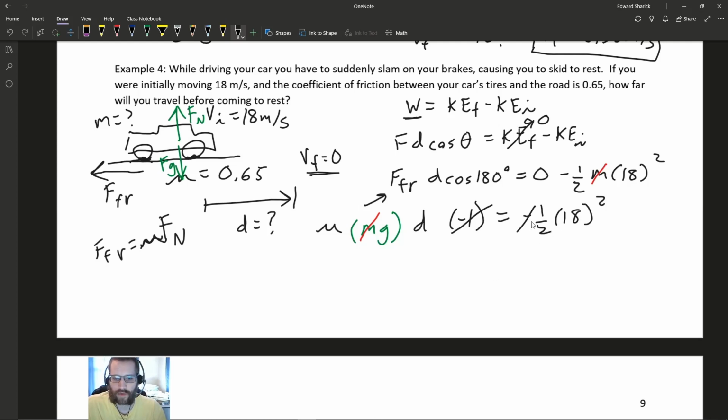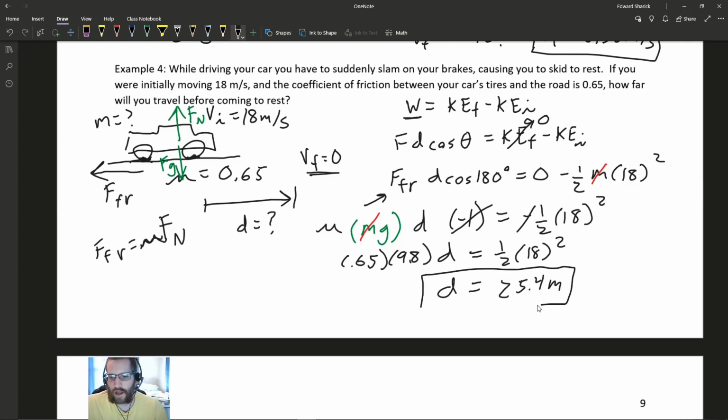And we're left with mu is 0.65 times 9.8 times our unknown distance equals 1/2 times 18 squared. And I can solve for distance, and I get an answer of 25.4 meters. And voila, we have it. That's how much distance we're going to travel before coming to rest.